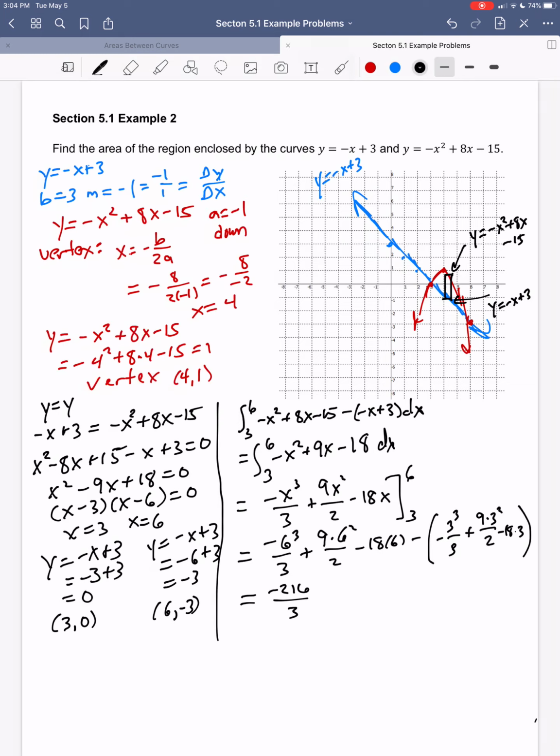So negative 216 over 3. 9 times 36 is 9 times 30 is 270 plus 54. Let's see, did I do that right? 30 times 9 is 270. 6 times 9 is 54. Yes. 60 plus 48 minus 108. And here then we're going to get minus a negative is plus 27 over 3, minus 9 times 9, 81 over 2, minus negative, that's plus 18 times 3 is 54.